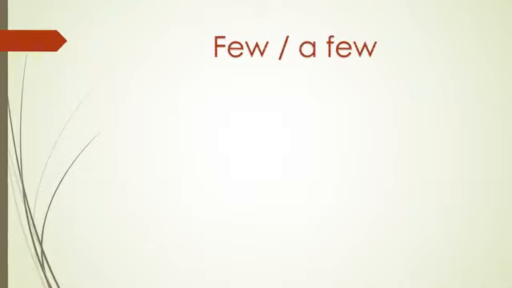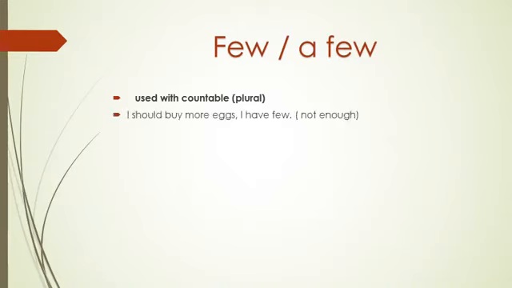The following quantifiers are few and a few. Actually, both quantifiers are followed by countable nouns, but they should be plural. So few and a few are followed by countable but plural. Look at the example here and let's check the difference. I should buy more eggs.